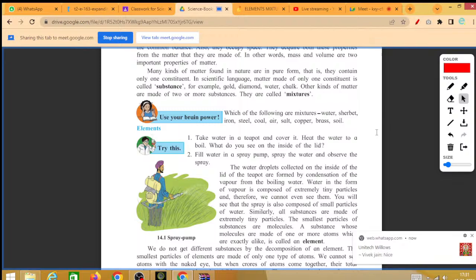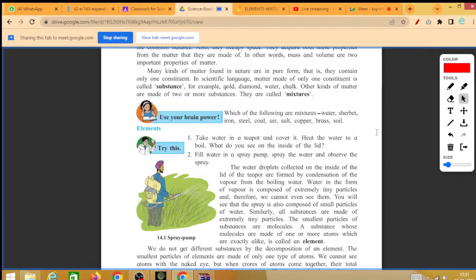Take water in a vessel and cover it. Heat the water to a boil. What do you see on the inside of the lid? So you have covered it. What do you see on the inside of the lid? Have you observed, any of you?